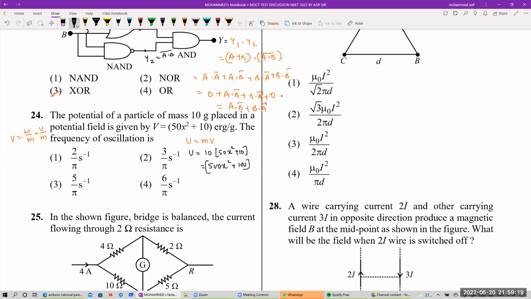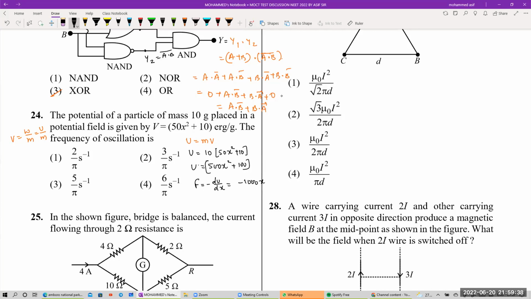So this is your potential energy. Once I know the potential energy, the frequency of oscillation will be equal to how much? From the potential energy, first find the force by differentiating: F is equal to minus du by dx, okay? So that will be equal to how much? It comes out to minus 1000 into x.